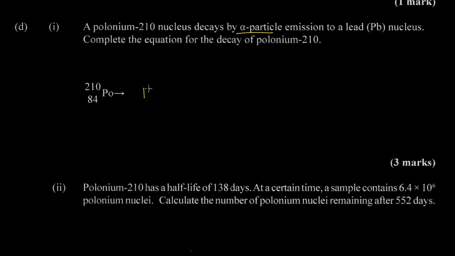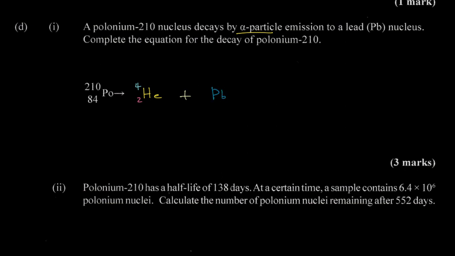So we can represent that as such, where the atomic number, our number of protons, is 2, and the mass number is going to be 4. Let's put that in right here. Plus, it says we're going to form lead. So now we can represent that as lead, Pb.